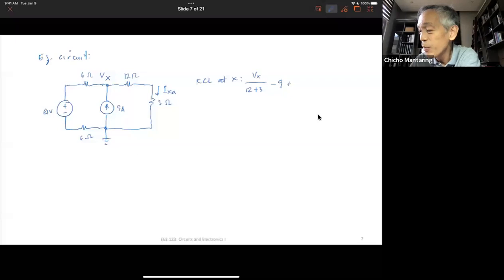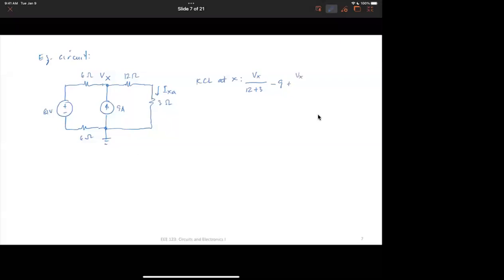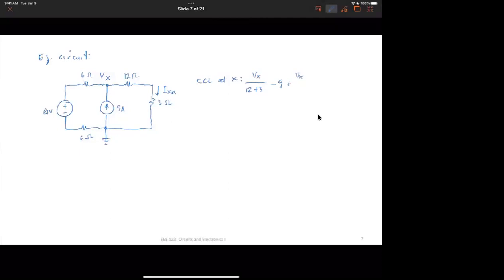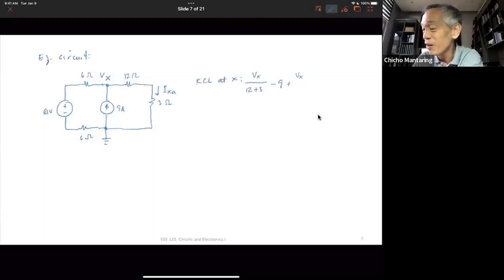It's going to be Vx over 6 ohms. Again, be careful. When you say Vx over 6, that means you're assuming that the voltage across the 6 ohms is Vx. But it's not. Is that 81 volts? Yeah, that's 81 volts.